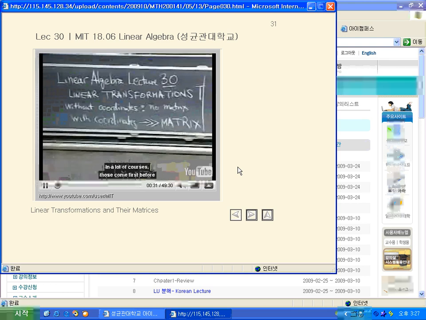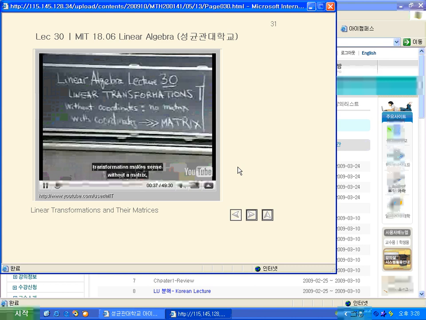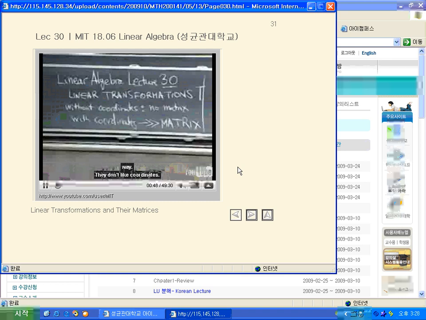So in a lot of courses, those come first before matrices. The idea of a linear transformation makes sense without a matrix, and physicists and some people like it better that way. They don't like coordinates. They don't want those numbers.